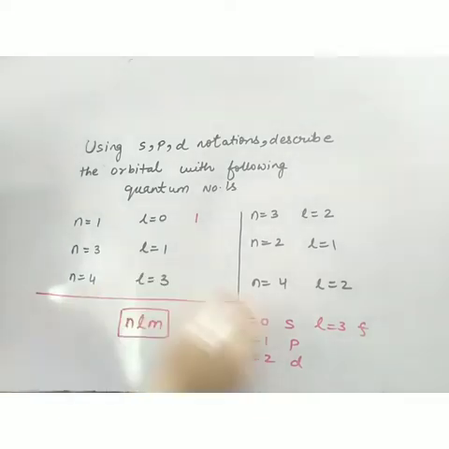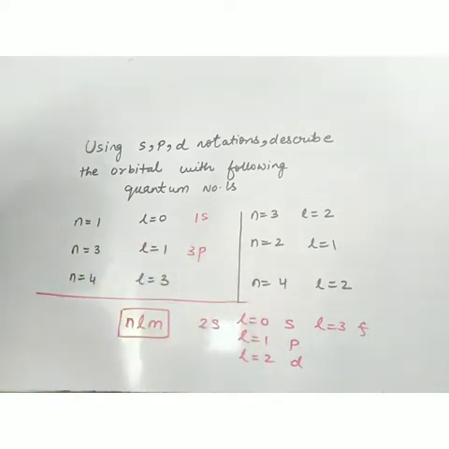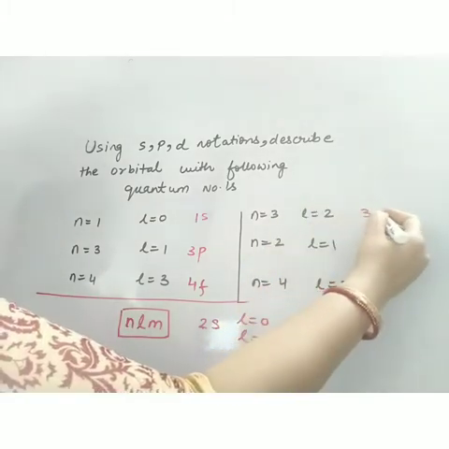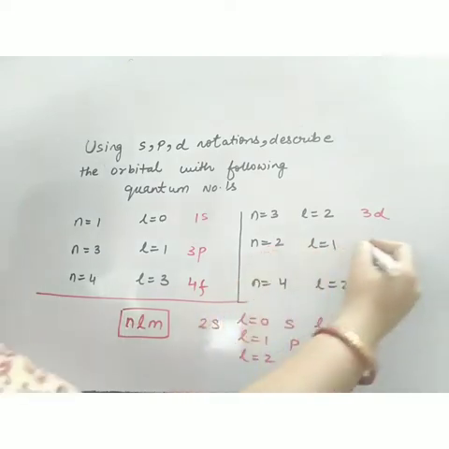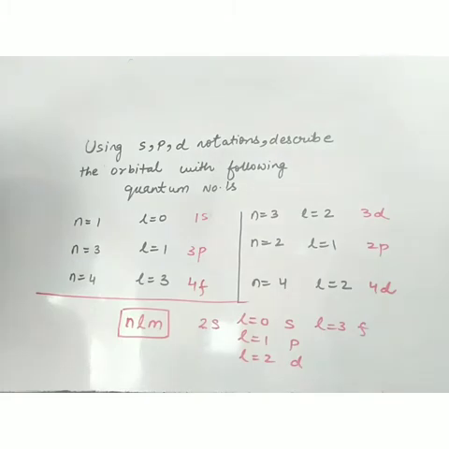Now for L is 0, we'll use the symbol S. So what is this orbital? It is 1s. The second is n is 3, so I will write 3 as it is. Now L is 1, which means it is 3p. The third is n is 4, so I will write 4 as it is, and for 3 I know it is F. The next is n is 3 and L is 2, so it will be your 3D. Likewise, it will be 2P. Likewise, it will be 4D. So this is how you can change the quantum number set into the corresponding orbital.